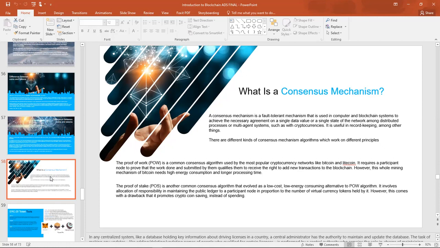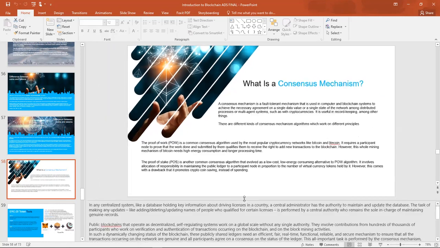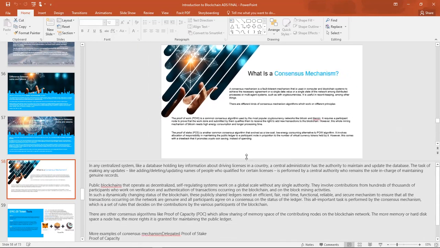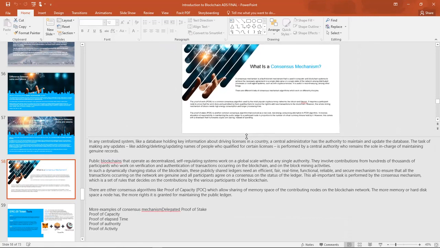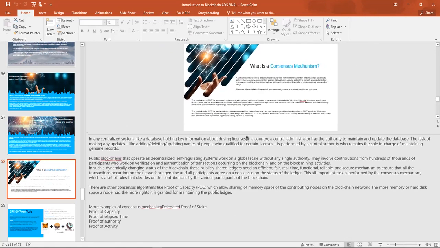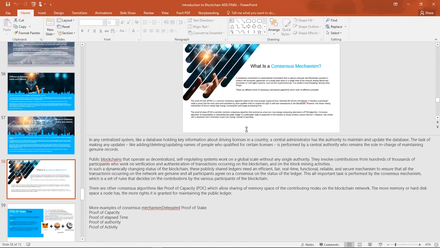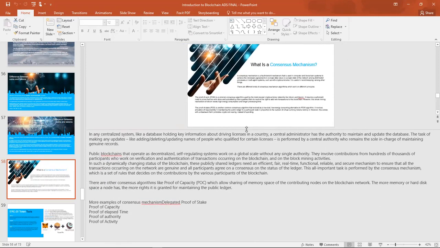So that's a problem with proof of stake, and it's not actually a problem because it makes you have a habit of saving, which for some people is good, because if you are rewarded to save, then it's good. So we continue, and there are other consensus mechanisms.